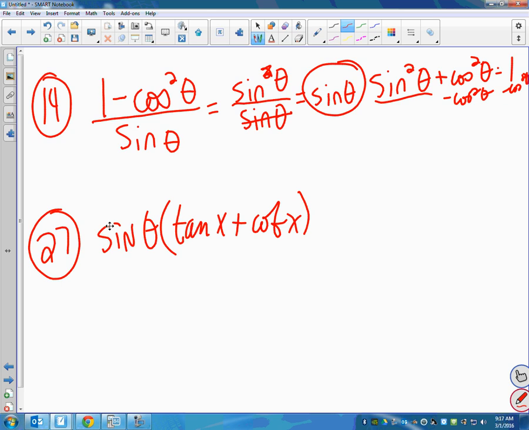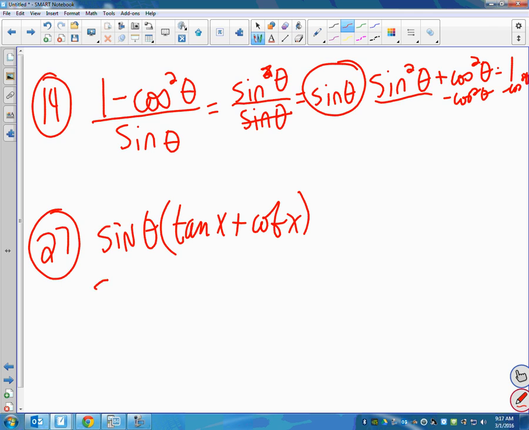So change everything to sines and cosines, and as we get into section 5.2, as we do these identity proofs, I have this whole list of strategies for you, and my very last strategy is, if all else fails, change to sines and cosines and see if anything happens. Because you can write every trig function in terms of sine and cosine.